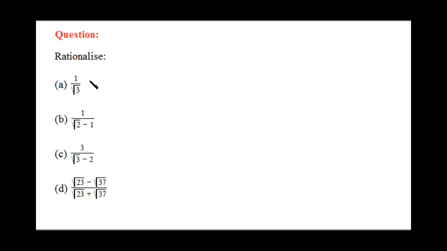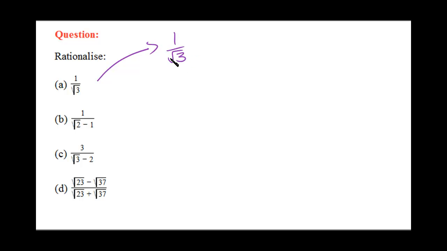Okay, here we have a few fractions where we have irrational numbers on the denominator. What we're going to try and do is rationalise the denominator in these fractions. So let's take the first one here, which is 1 over root 3.